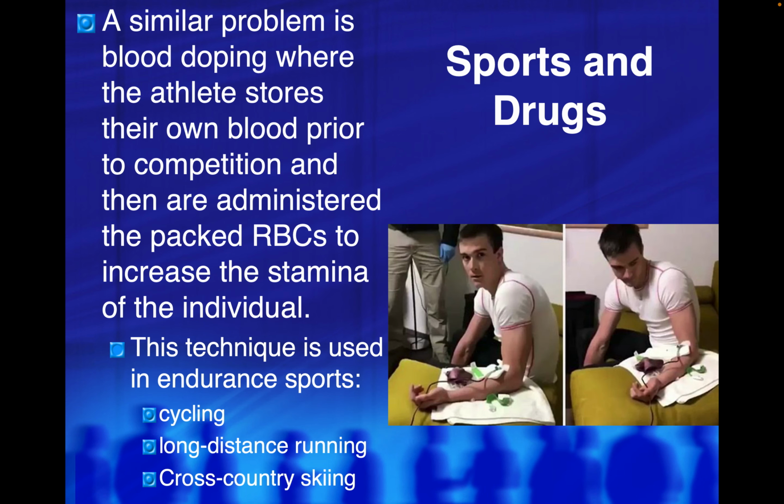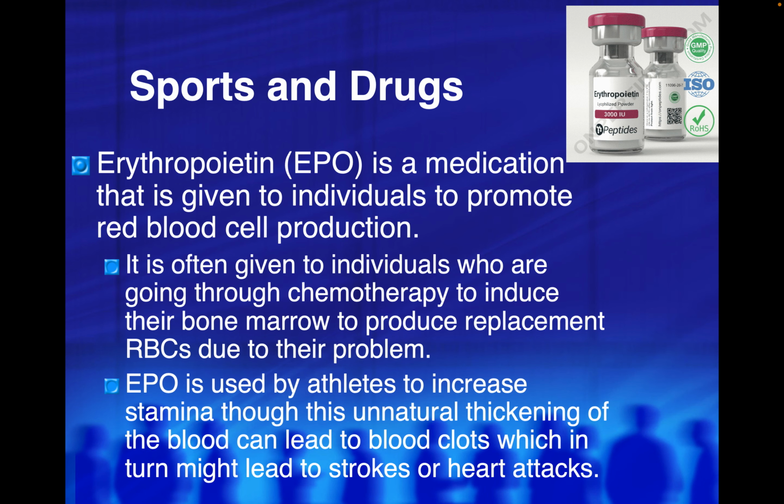A similar problem is blood doping, where the athletes store their own blood prior to competition and then are administered the packed red blood cells to increase the stamina of the individual. This technique is used in endurance sports such as cycling, especially cycling, long-distance running, and cross-country skiing. You see this in cycling all the time, along with EPO.